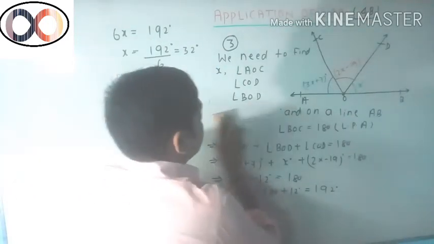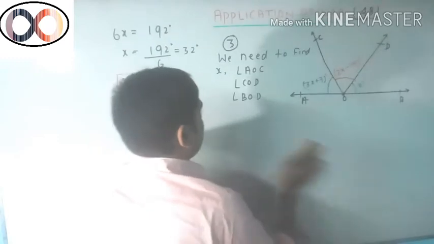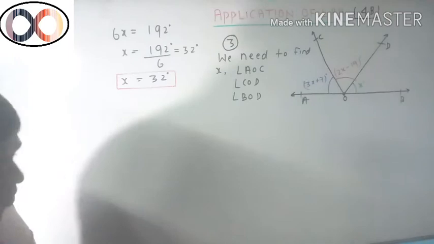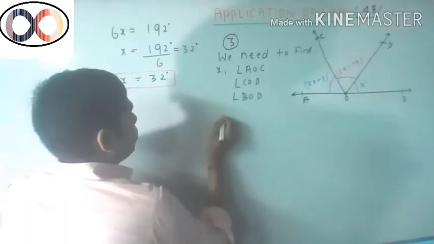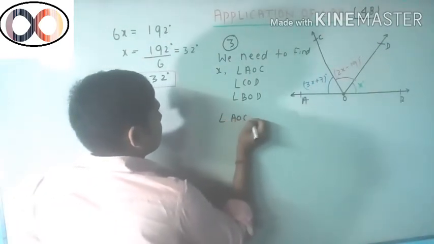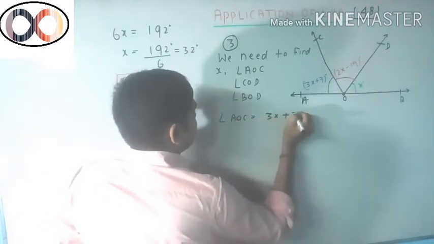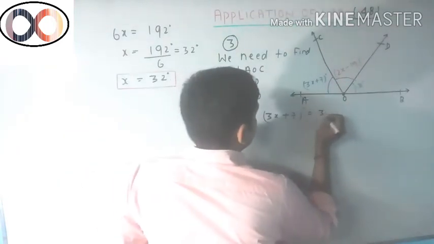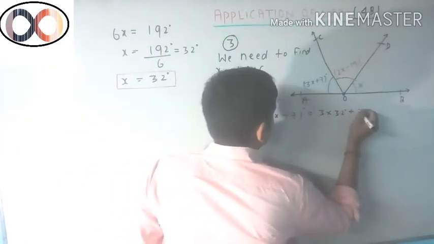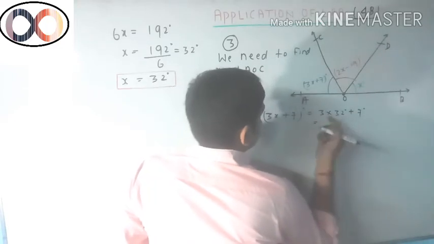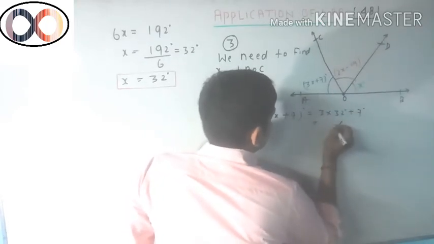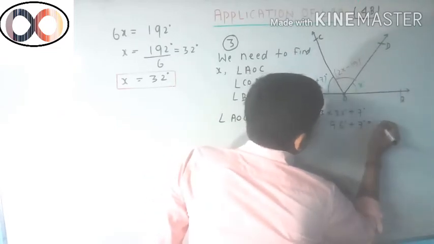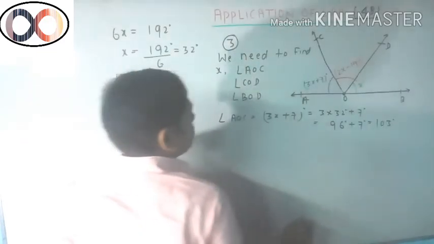So let me solve. Here the value of angle AOC, you can see this is 3x plus 7 degree. So x equals to 32 degree. So 3 into 32 degree plus 7. So 3 2s are 6, 3 3s are 9, plus 7, so 103 degree. This is the value of AOC.